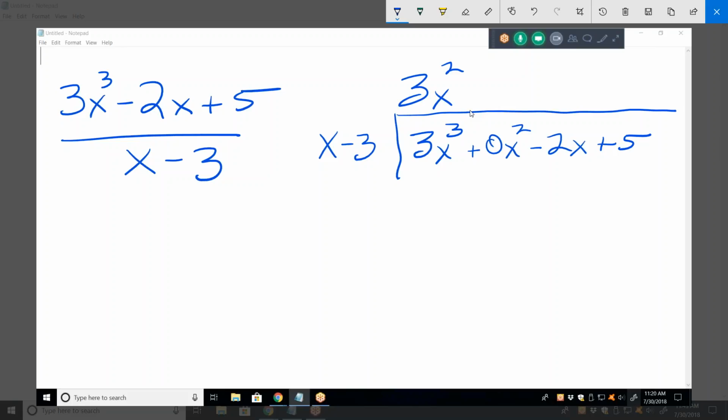Now what am I going to do with that 3x squared? Multiply it back, get 3x cubed minus 9x squared. Now you can see why we need that x squared. I'm going to subtract like terms. If I just had a 0 there, I'm subtracting the x squared column. Okay? So what next? What goes below that line?